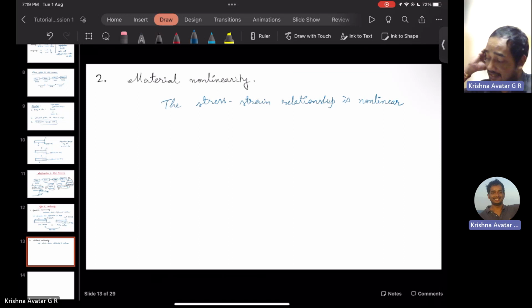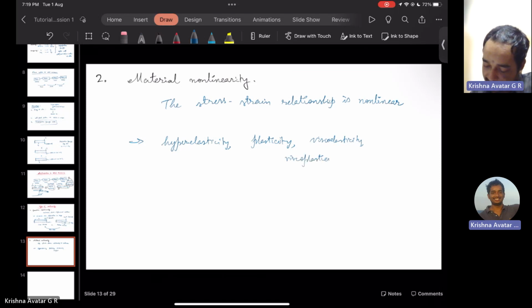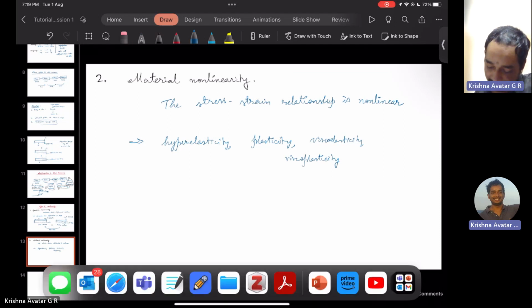And you'll see this behavior in different types of material nonlinearity, and they are clubbed into various subcategories called, say, hyperelasticity. Then you have plasticity, viscoelasticity, and likewise viscoplasticity.